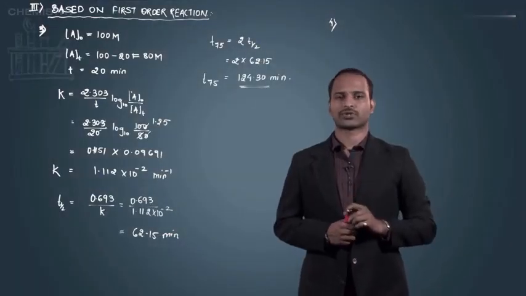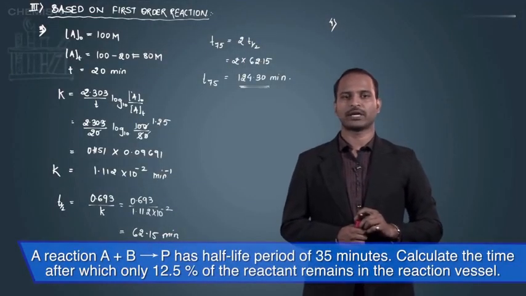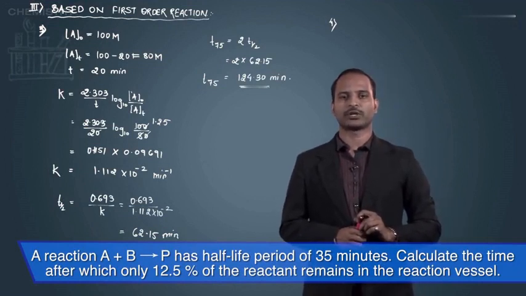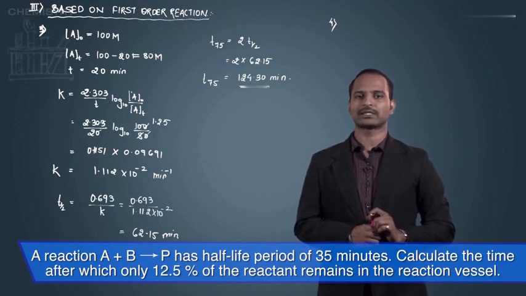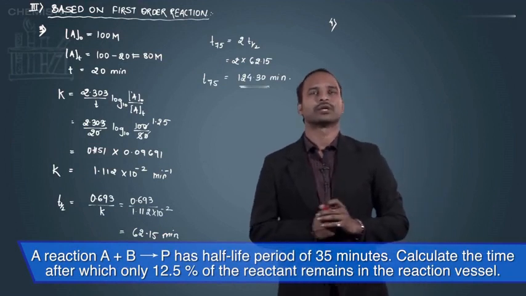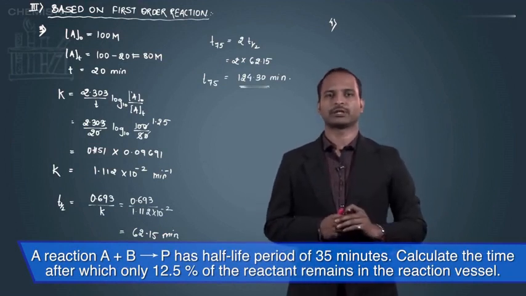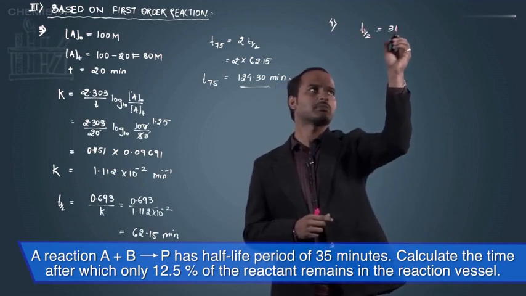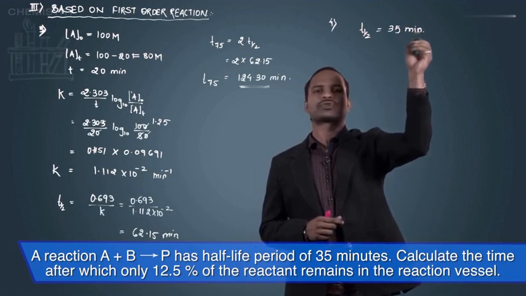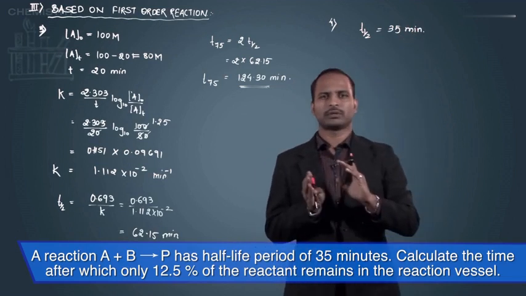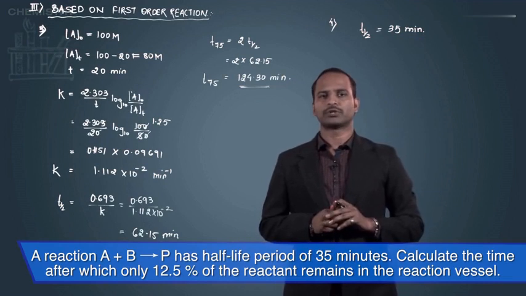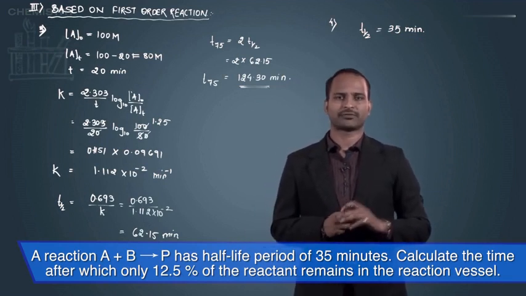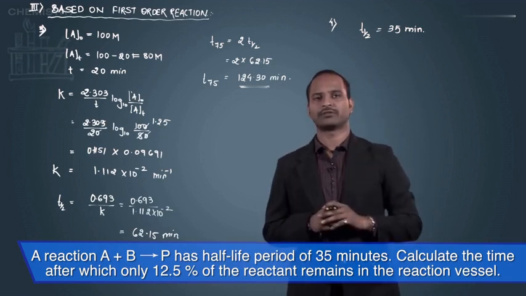Now the next question: a reaction A plus B gives P has a half-life period of 35 minutes. Calculate the time after which only 12.5% of the reactant remains in the reaction vessel. So here again we have a half-life period for the reaction. Half-life period is given as 35 minutes. And in the question we have to calculate the time after which 12.5% of the reactant is left. 12.5, again somewhere we can relate it with the half-life period.